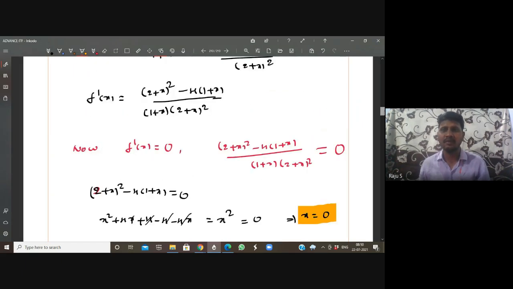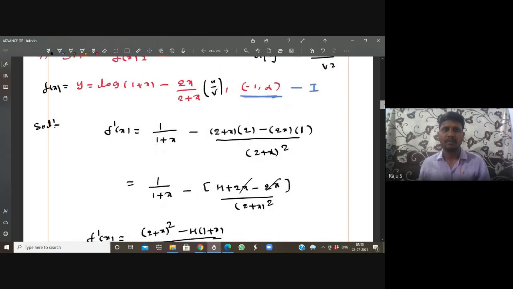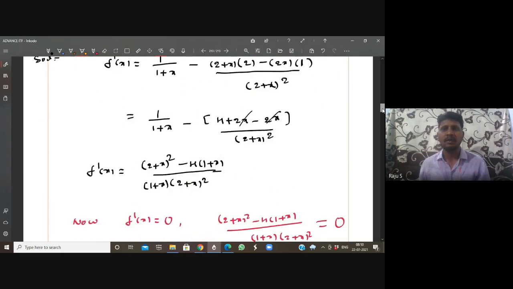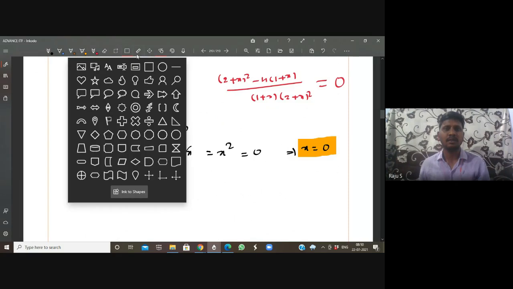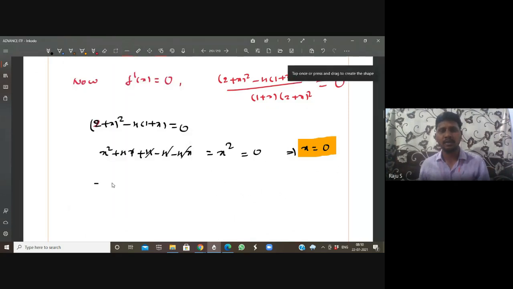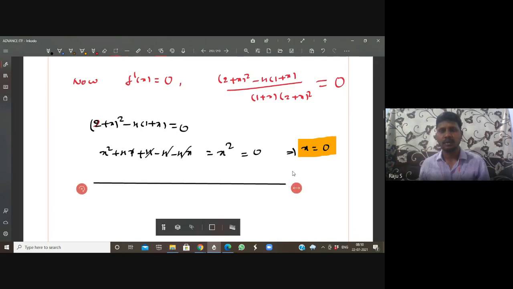But an interval is already given, because the question says "show that", so definitely they'll give an interval. The interval is minus 1 comma infinity. We do not take the real line here. Whatever interval they give, that interval alone we have to take. If they don't give any interval, you can take minus infinity to plus infinity. So minus 1 to infinity they have given.